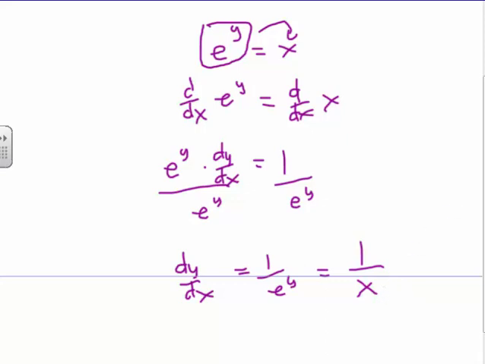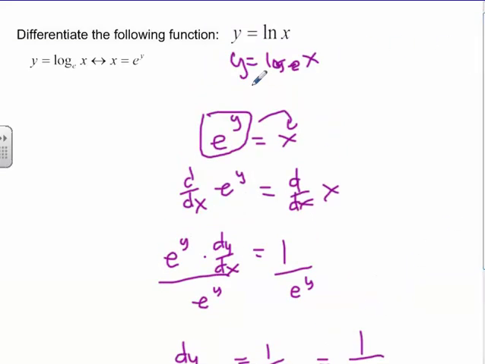Let me show you one more time. Ln x is log base e of x. I can rearrange this exponentially into e to the y equals x. Then I took the derivative of both sides. When you derive x, it's just 1.